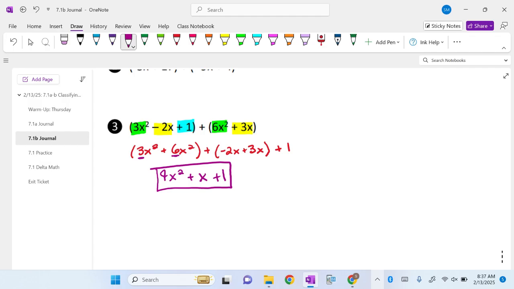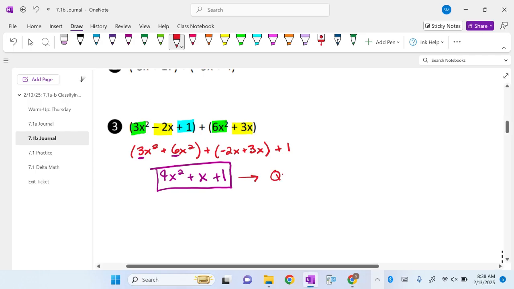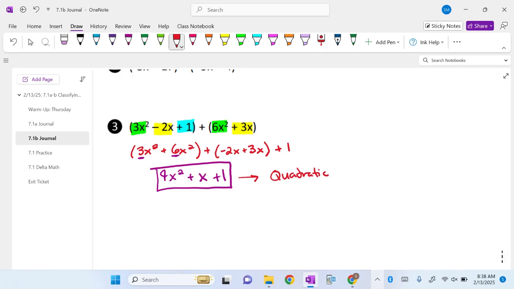Now, just for funsies, what type of polynomial is this? It's a trinomial. What's its degree? 2. Now, you may not know this, but if it has a degree of 2, this is called a quadratic, which you guys will be hearing a lot of in the next unit. So this is a quadratic trinomial. And all quadratic means is that it has a degree of 2. That's all quadratic means. It has a degree of 2.